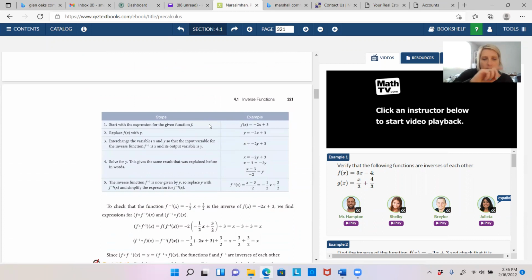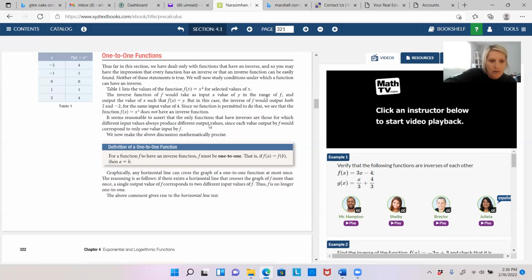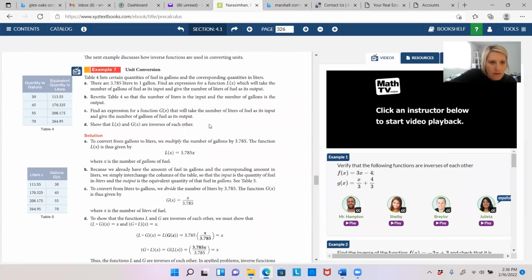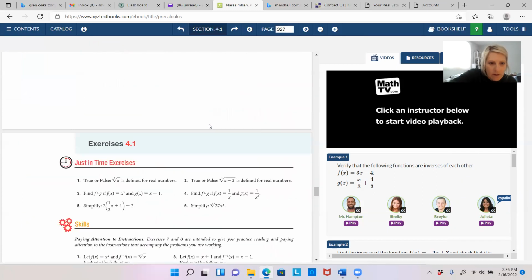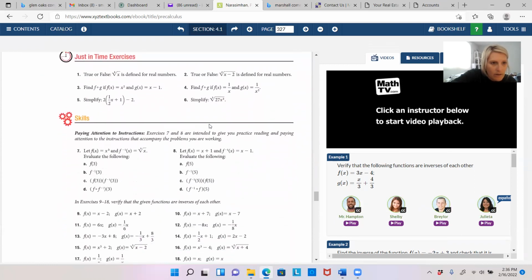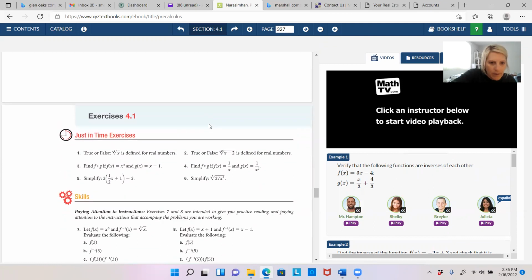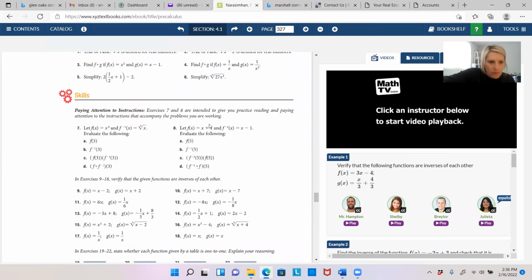We're also going to use the instructions on page 321 to learn how to symbolically find the inverse function, but we're going to do that in a little bit. I'd first like to start with the problems. If we go down to where the exercises start on page 327, I'd like us to start with 13 and 15.